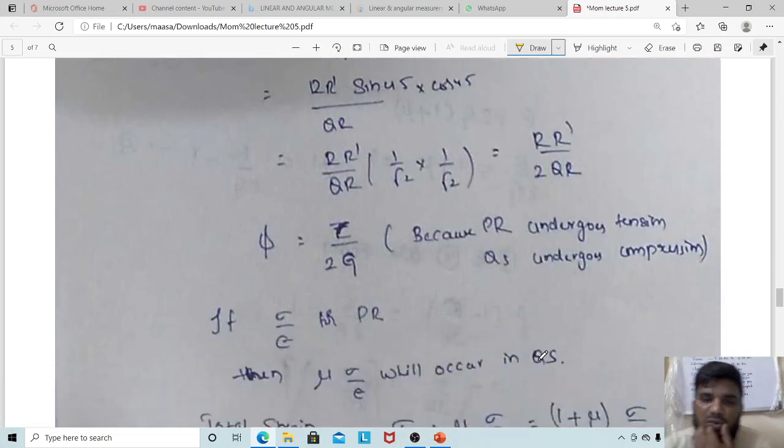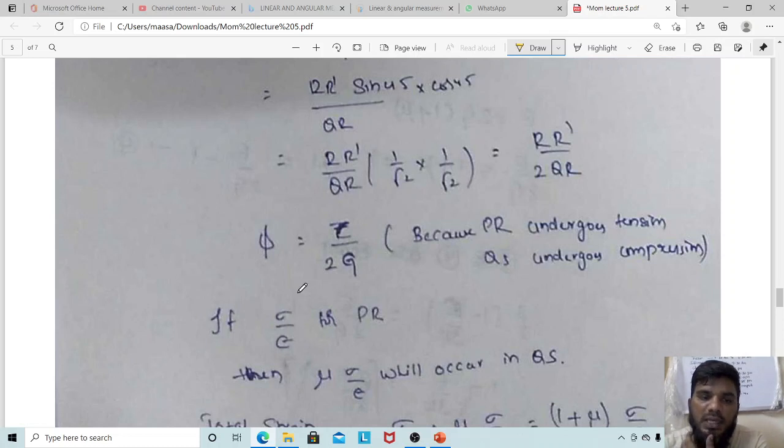Similarly, when it undergoes compression, we know that if it is a tensile force, what is the strain according to the tensile force? If it is only linear, then it is going to be sigma by E. Because of this linear increase, obviously there is some decrease happening in QS. Why, sir, are you saying that? Because if one side is increasing, the other side is going to be decreased. Already we have seen this in Poisson's ratio.